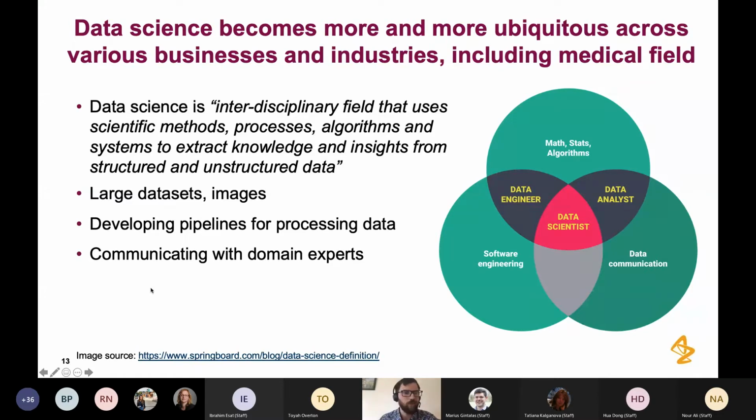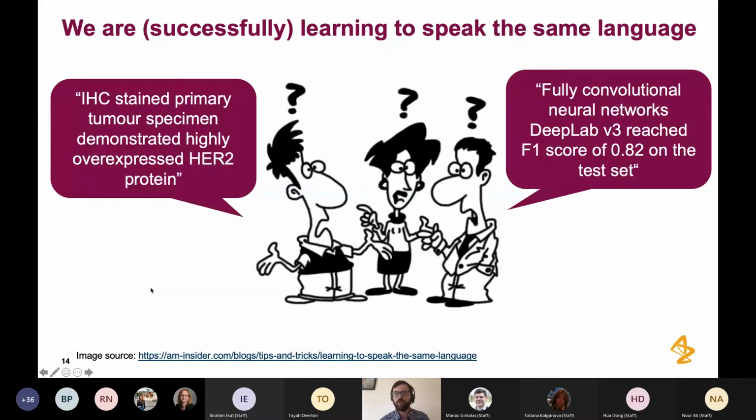And then the question is, you need to communicate these results usually to domain experts such as pathologists. What very often happens, for example, is a pathologist says, "IHC stained primary tumor specimen demonstrated highly overexpressed HER2 protein." If you are not in this field, you think, what are you talking about? But it's the pathologist's way; this is the way we speak. But a deep learning or machine learning expert would say something like, "Fully convolutional neural network, DeepLab version 3, reached F1 score of 0.82 on the test set." And for pathologists, it's hard to understand what that is.